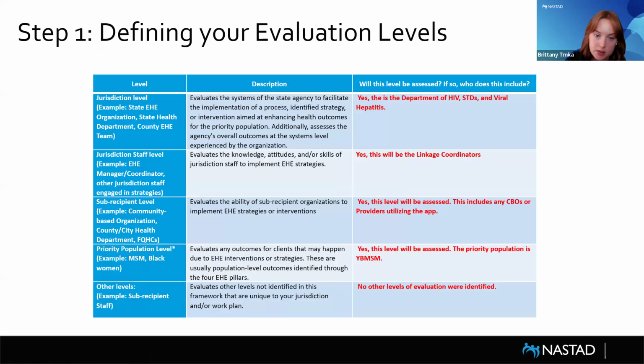So for step one, we've defined our evaluation levels, or in other words, we've categorized our work into the areas where we see that there's an opportunity to measure impact. So in the right-hand column, we've indicated if we would plan on assessing at that level, and if so, who or what does that entail? In our example of the linkage to care mobile app, we've indicated that we plan on assessing at all levels, and we didn't identify any other levels outside of the framework. Next slide, please.